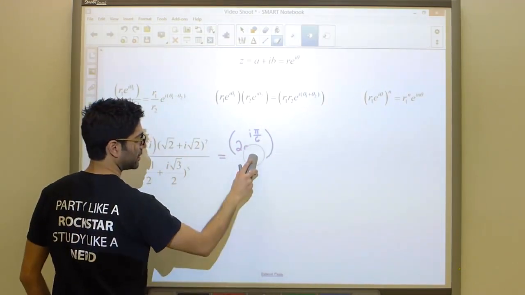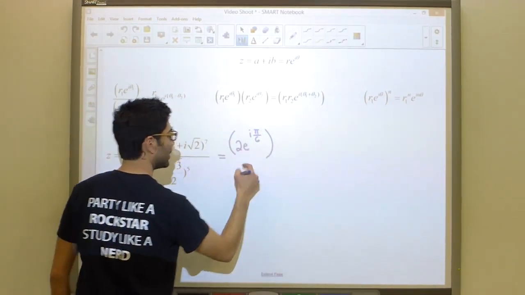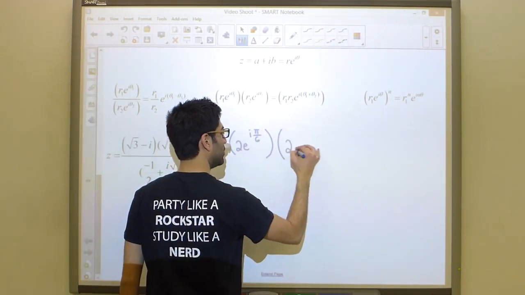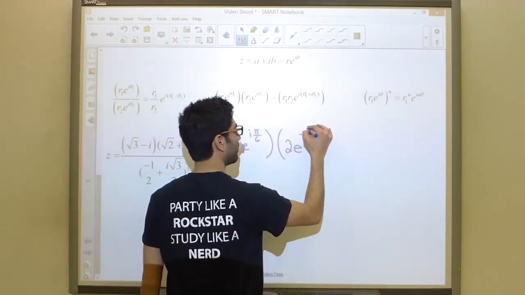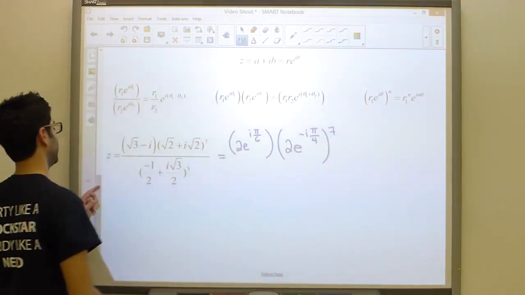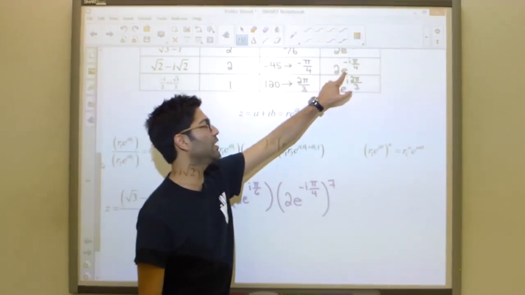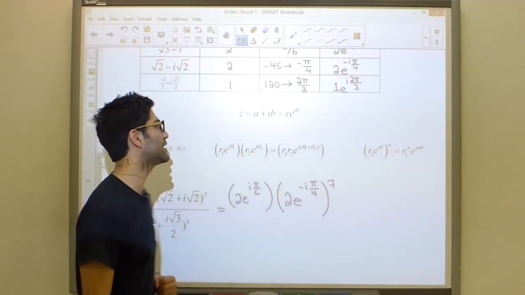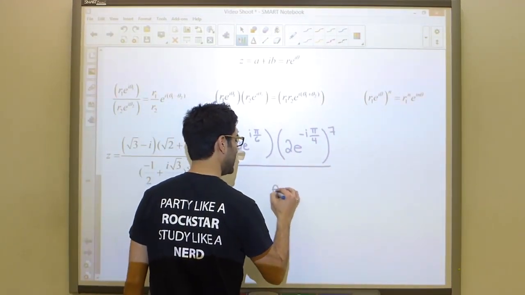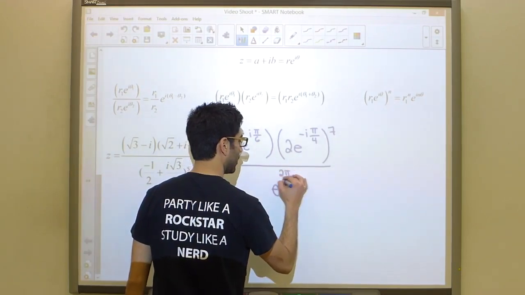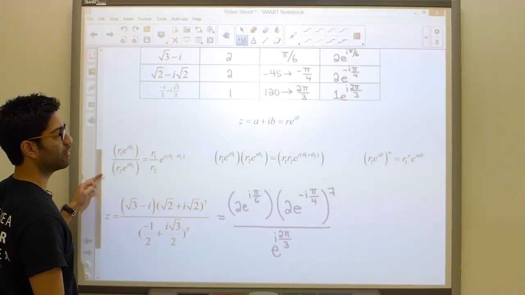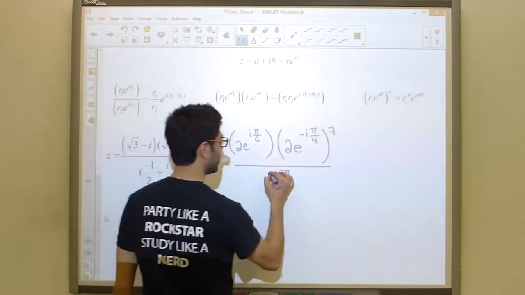This and this are equivalent, guys. The next one was 2e to the negative i pi over 4, and this is raised to the power of 7. Our second term is 2e to the i pi over 4, raised to the 7. And our bottom one is 1, which I don't need to write, so simply e to the 2 pi over 3i. And this guy is raised to the power of 5.